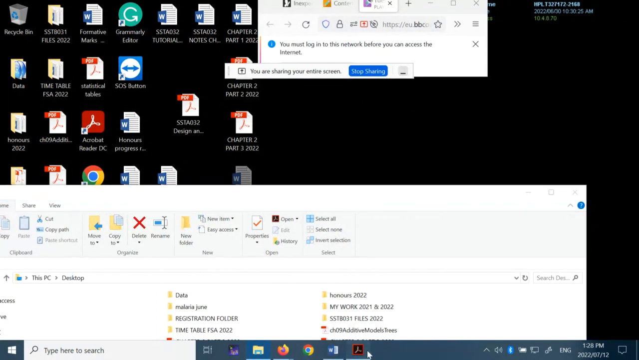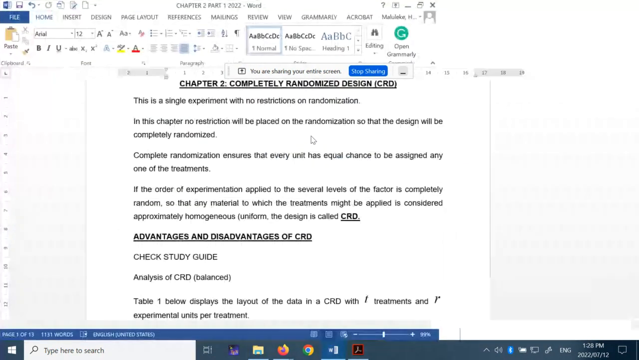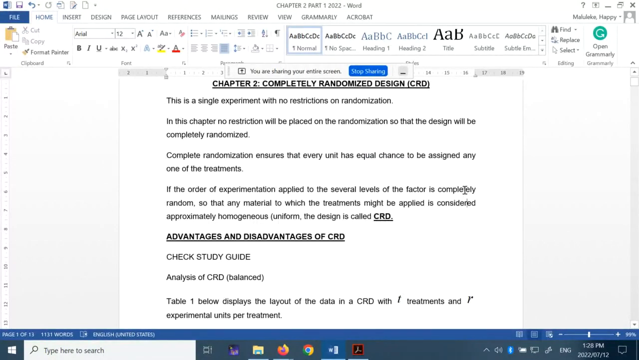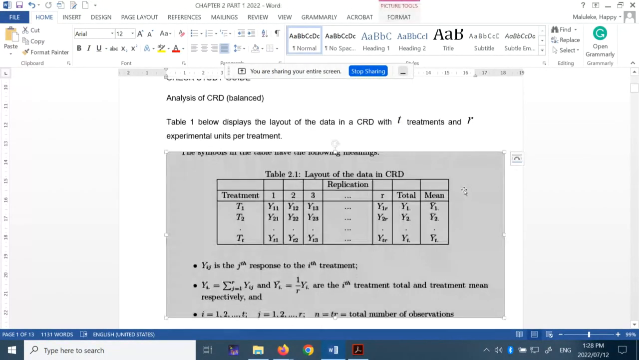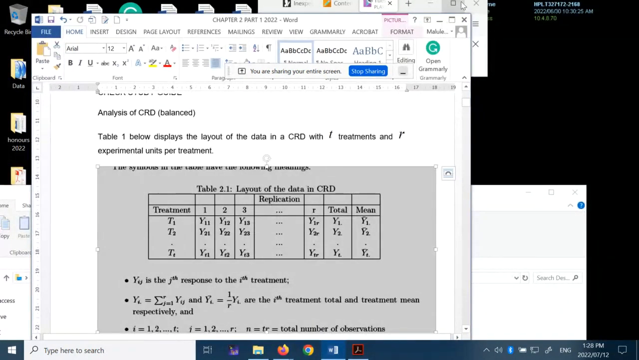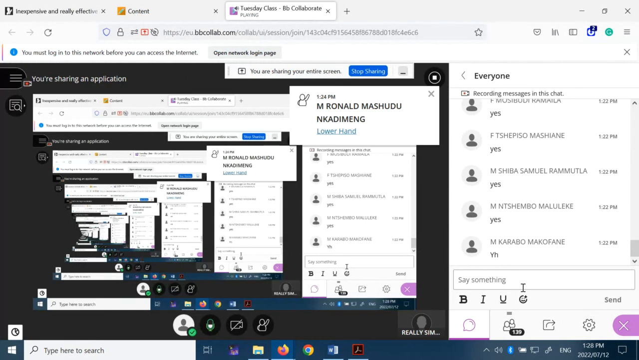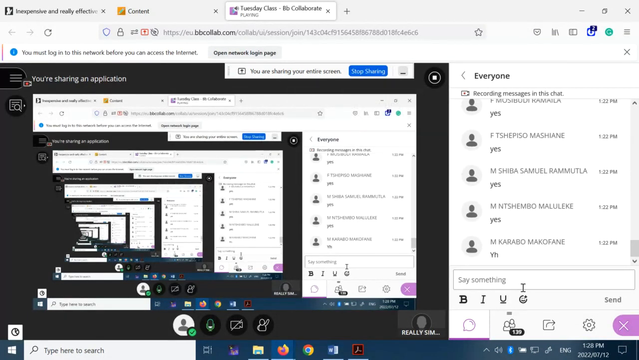I will just minimize this one in case you want me to go back to the study guide. So I also indicated the notation. Yes, the notation. Sir? Yes. Who's talking? It's Manga. Oh, Nkadi, the hand is still out. Yes, Manga.